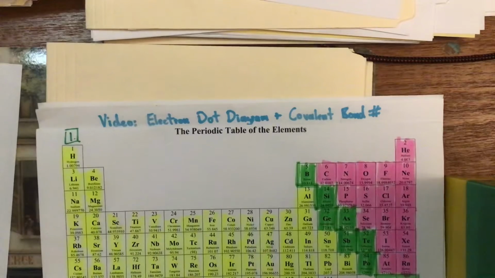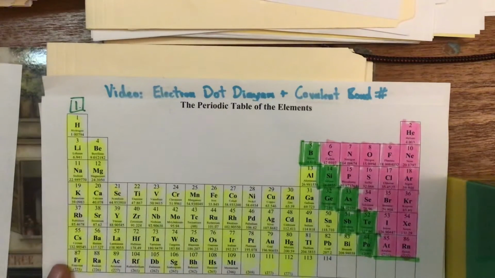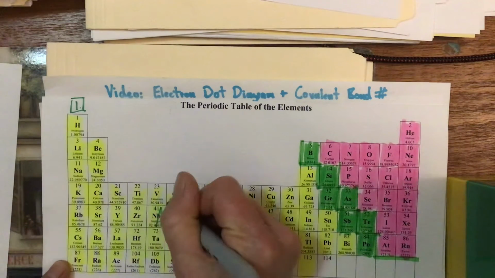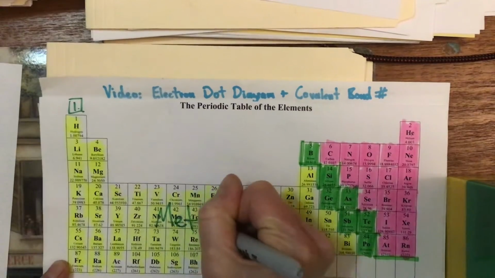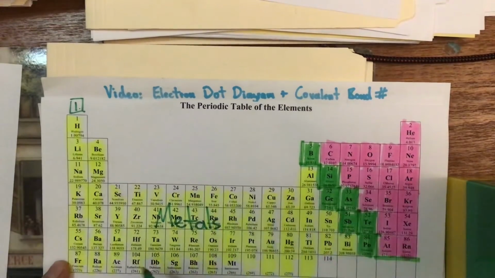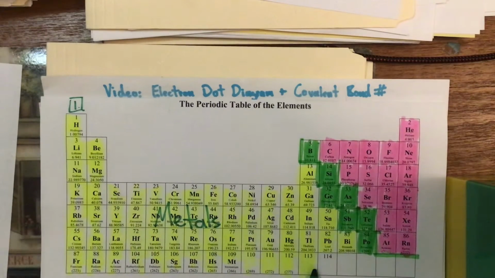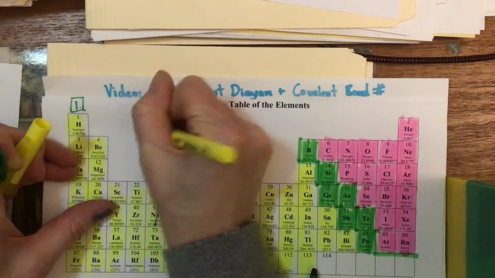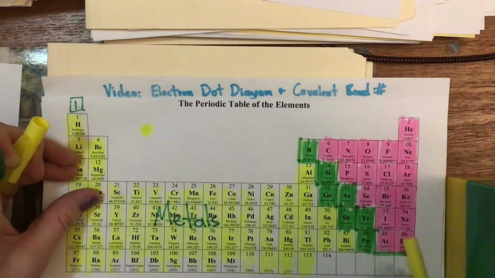We can divide the periodic table into three big categories. There's a lot of smaller categories, groups, and things like that. But for our purposes right now, we're going to classify things as metals. Okay, and so metals is going to be everything here in yellow. I can make a little key for this here. All right, so that is metals.